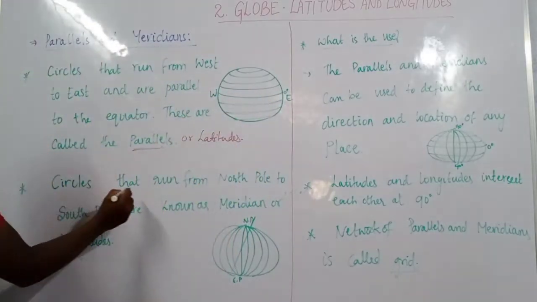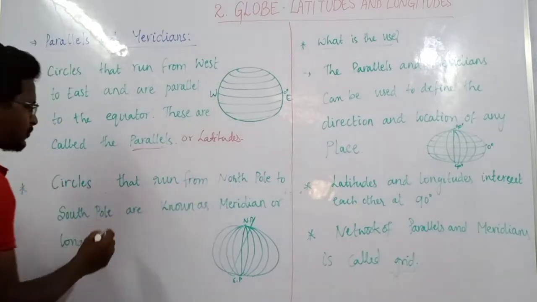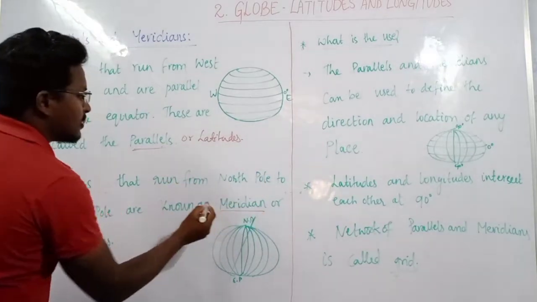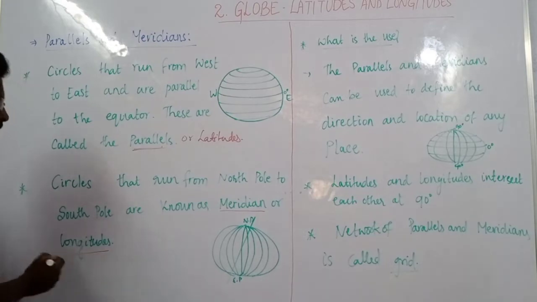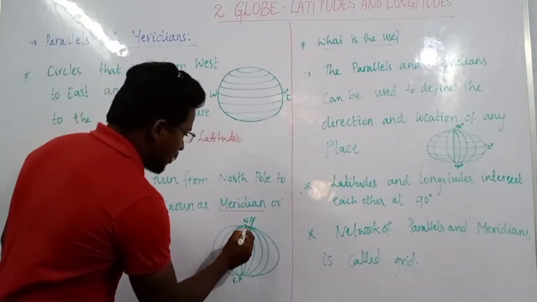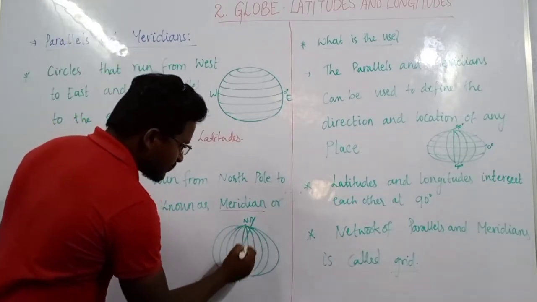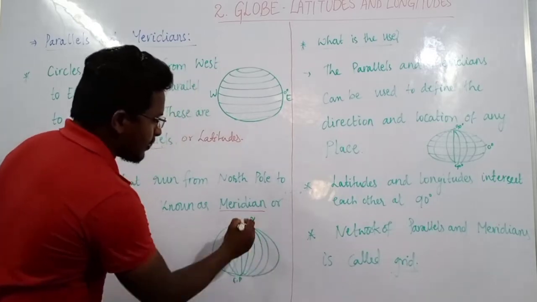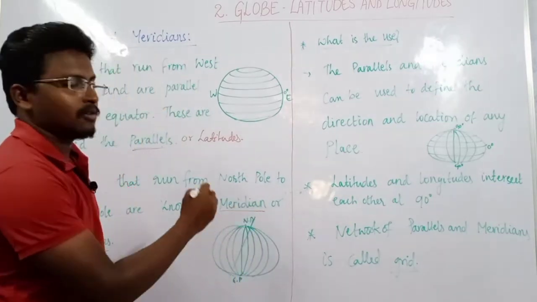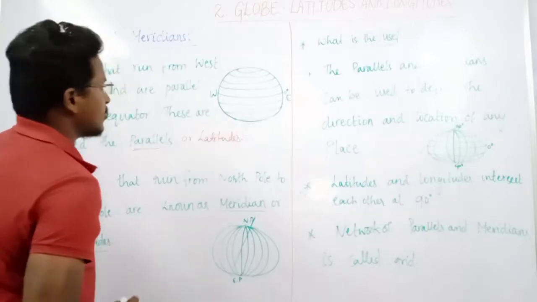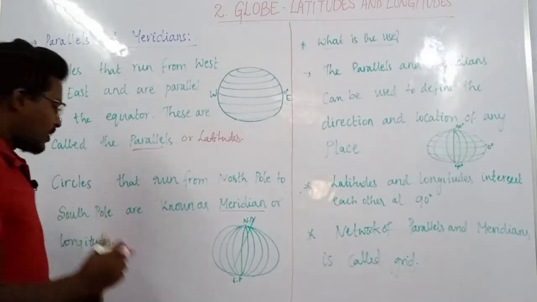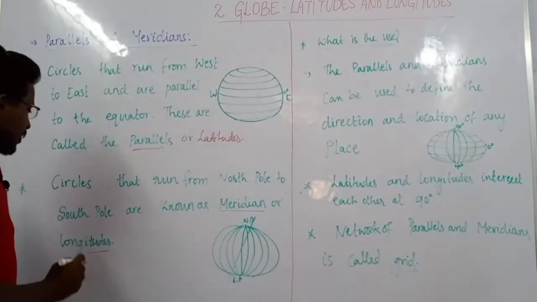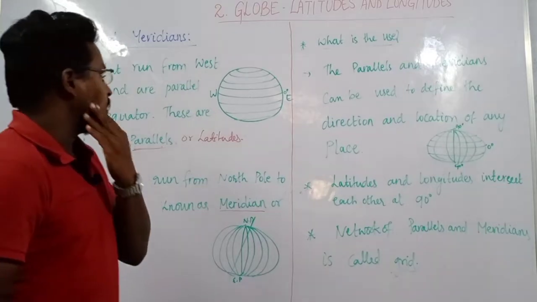Then circles that run from the north pole to the south pole are known as meridians, or we also call them longitudes. Here, if you see, from north pole to south pole, there are some circles which are running from south pole to north pole. So these circles are known as meridians, or we also call them longitudes.